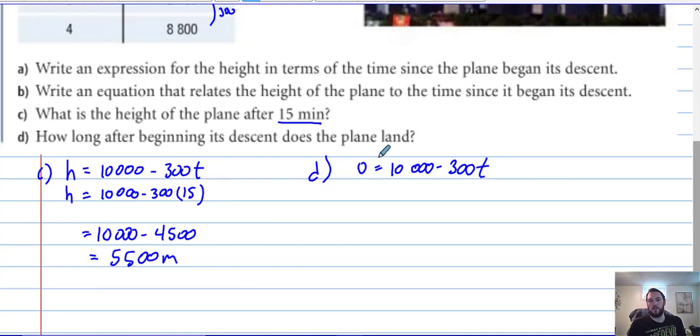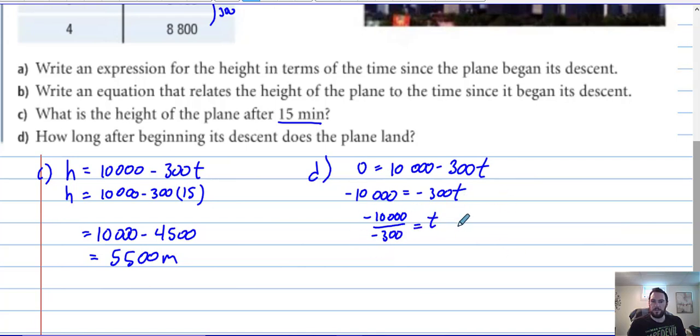So instead of solving for the height given a time, in this case, we're being asked to solve for the time given a height. So those of you that have a little bit of algebra skills, what we know we need to do is get this t all by itself. The first thing I want to get rid of is this 10,000. So I'll subtract 10,000 from both sides. So negative 10,000 equals negative 300t, right? That minus in front of my 300 still needs to be there. And then I'll divide both sides of my equation by negative 300. So I get negative 10,000 divided by negative 300 is going to be the time.